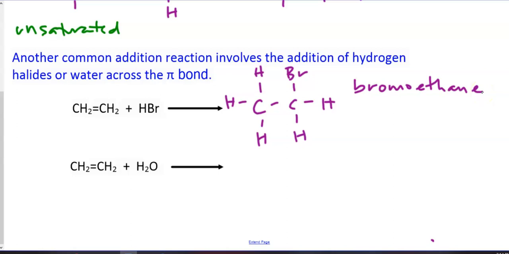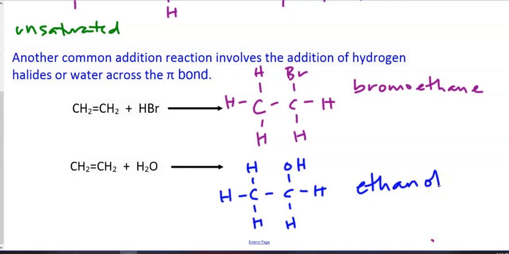Another example would be if we add water. You're again going to have that carbon-carbon double bond turn into a single bond. They both already had hydrogens, and now, where that double bond was, you're going to have a hydrogen on one and a hydroxide on the other. We haven't talked about naming with functional groups, but I hope you recognize this functional group as an alcohol. The hydroxyl is the functional group, and alcohol is the class. Alcohols change the ending from ane to ol. So this is ethanol.